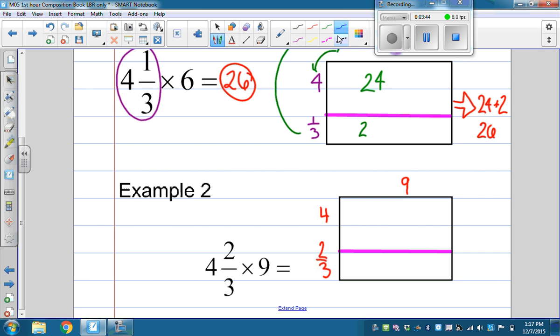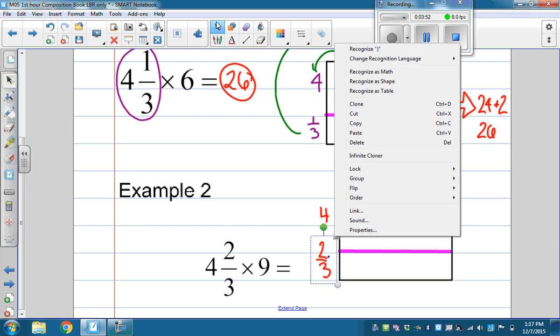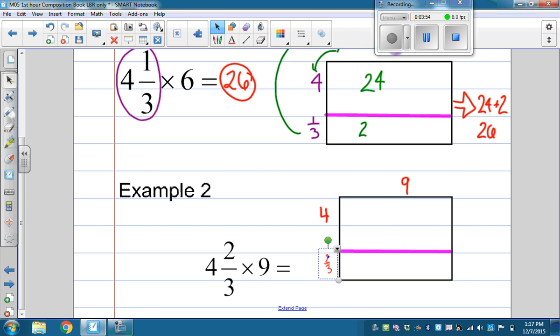And then the 2/3 will be the bottom part. And the 4 will be the top part. So 4 times 9 is 36. And then 2/3 times 9. So remember, you can think of that 9 as a 9 over 1, and you multiply the numerators, so you multiply 2 times 9 and you get 18. And then you multiply the denominators, 3 times 1 is 3.